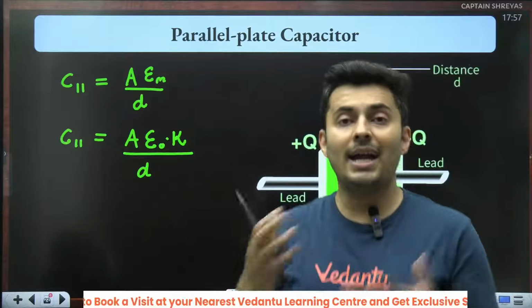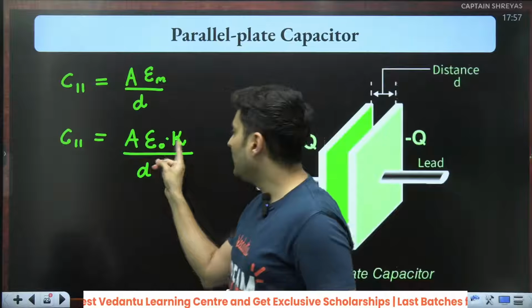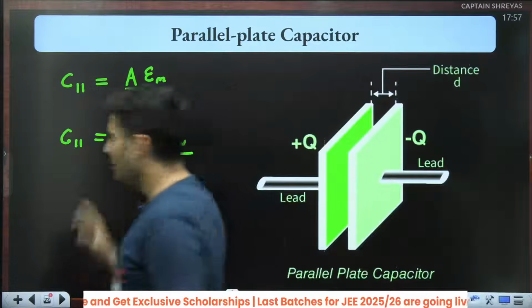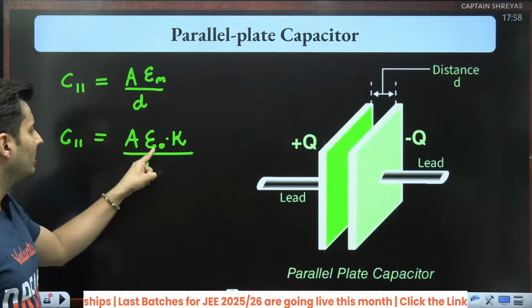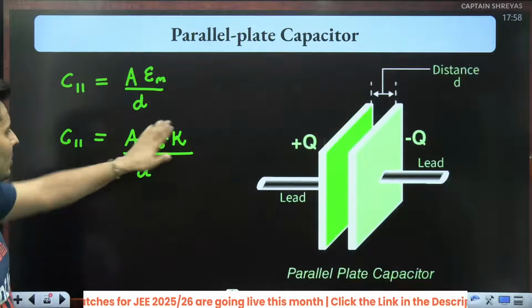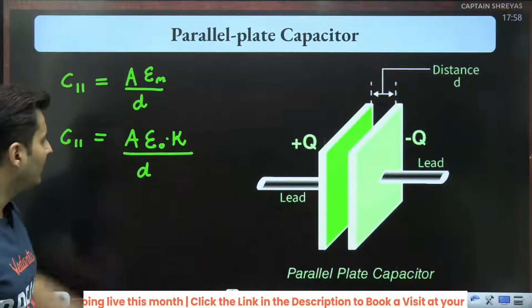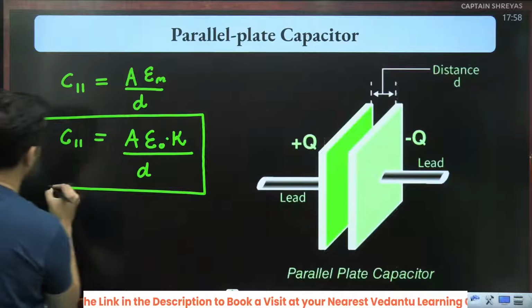Every medium has its own dielectric constant, and that dielectric constant can be substituted here. We'll talk more about dielectrics in a bit, but right now, just remember, it is just the permittivity of the medium. But if it is vacuum, then no need of putting K. You can just put epsilon naught A divided by D. So that's the formula.